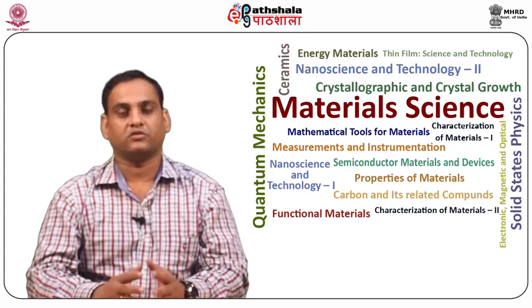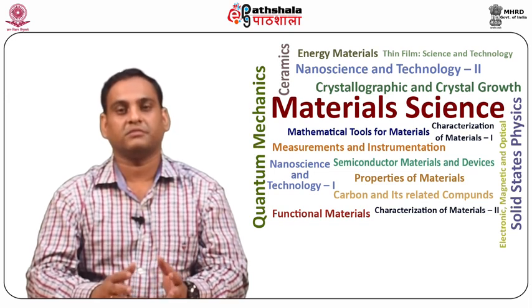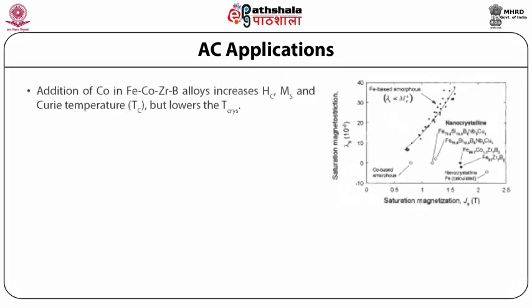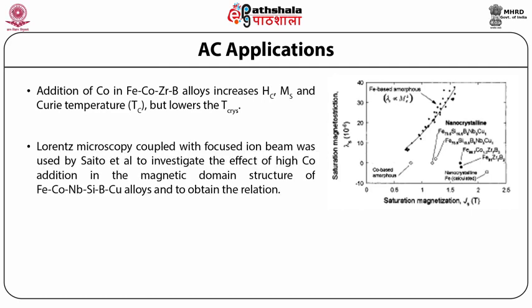Cobalt substituted iron cobalt zirconium boron alloy generally falls under the generic name HITPERM. Addition of cobalt in iron, cobalt, zirconium, boron alloys increases coercivity, saturation magnetization, and Curie temperature Tc, but lowers the crystallization temperature. In addition, the small amount of cobalt addition helps to optimize the magnetostriction properties as shown in the figure below.